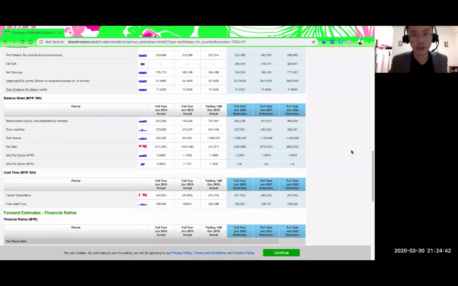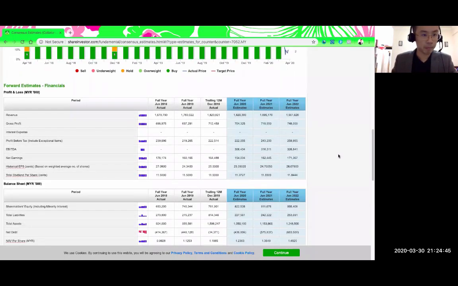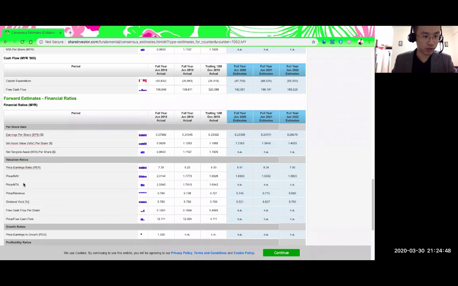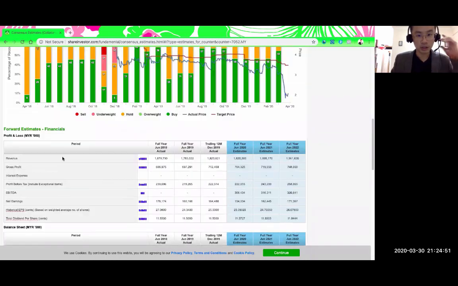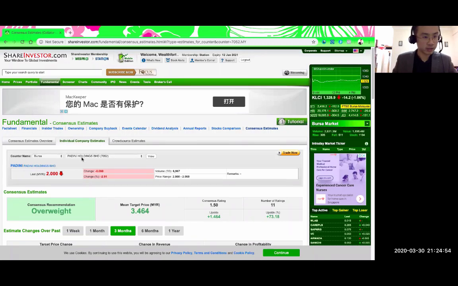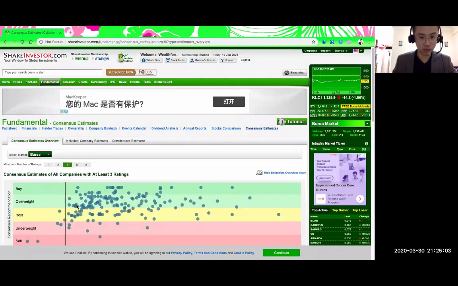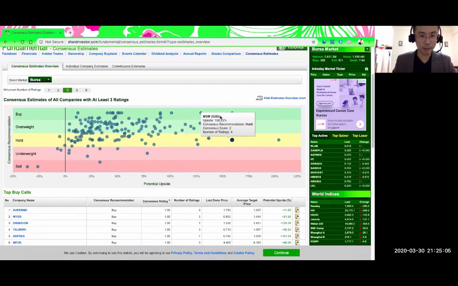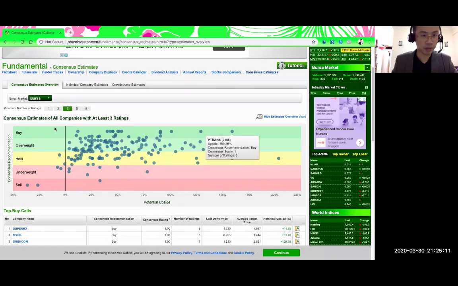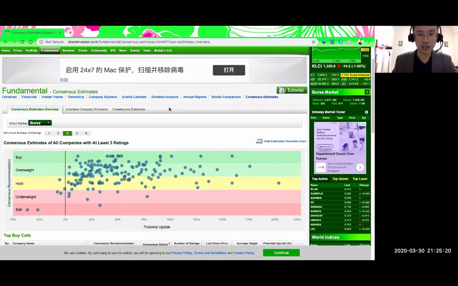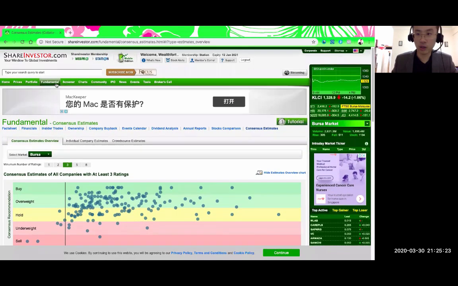Okay, so let's go to the forward estimate ratio and so on. You can find all these forward estimates here. So I'm done with this consensus estimate. Wait, let's go to the consensus estimate overview. This is for the whole industry, for the whole company, which is very powerful information. It will tell you whether the KLCI is more buy or more hold or more sell. So this is what you can do with this fundamental tab.